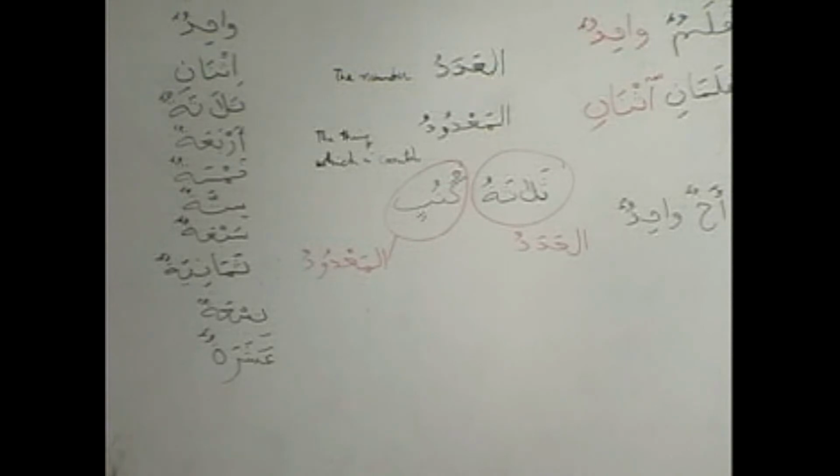Okay? Ready? Now we count houses. We are doing a survey on behalf of the city. We are counting houses now. Ready? What is the jama of house? Buyutin. How do you say 3 houses? Salasatu buyutin. Arba'atu buyutin. Khamsatu buyutin. Sittatu buyutin. Sab'atu buyutin. Thamaniyatu buyutin. Tis'atu buyutin. Asharatu buyutin. MashaAllah, that was good. We are getting better, inshallah.